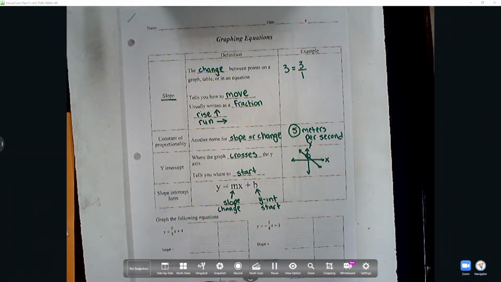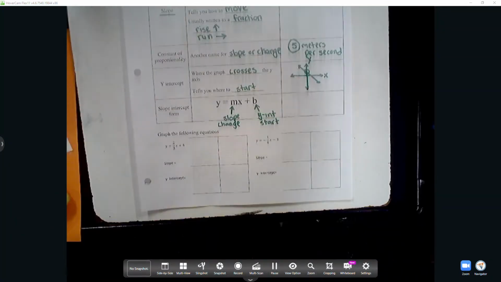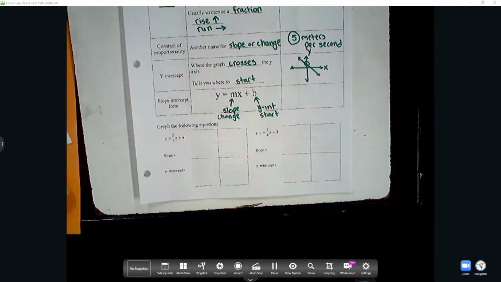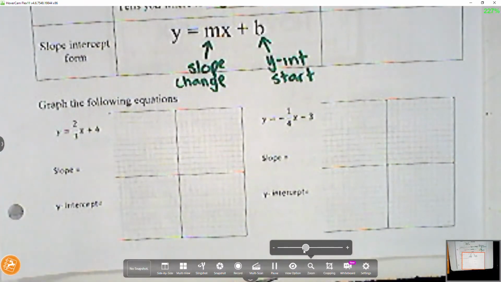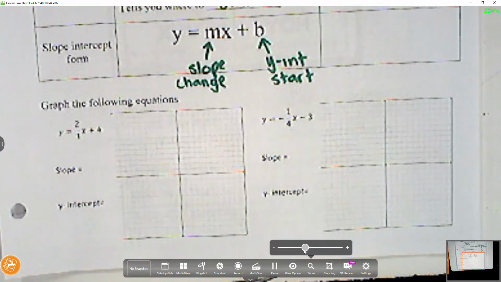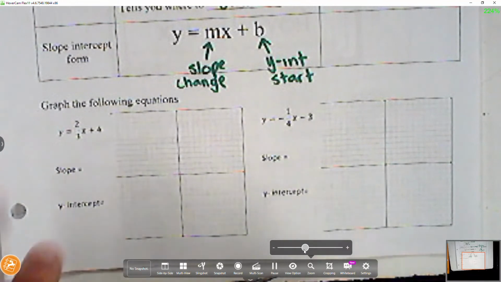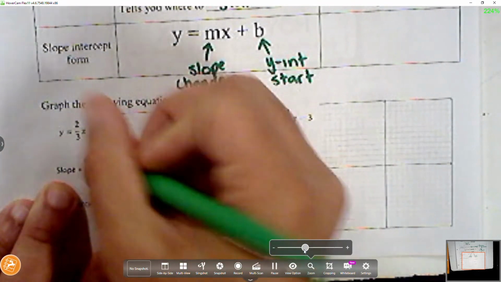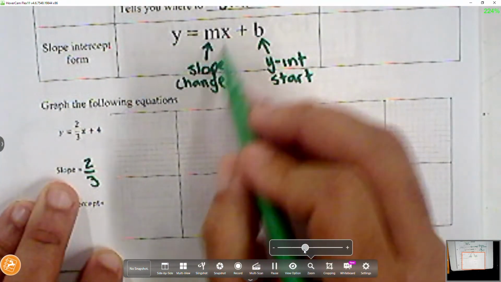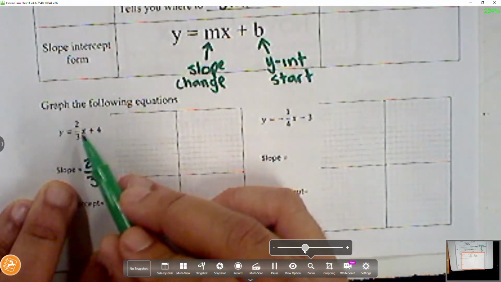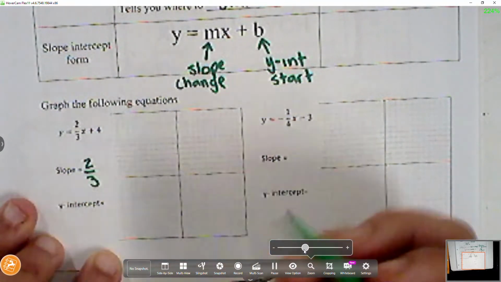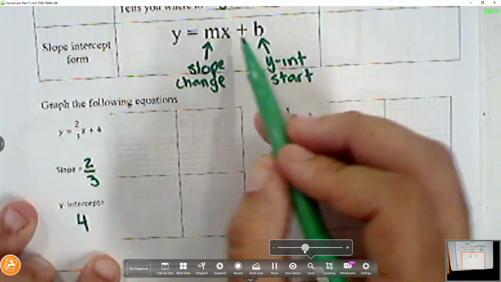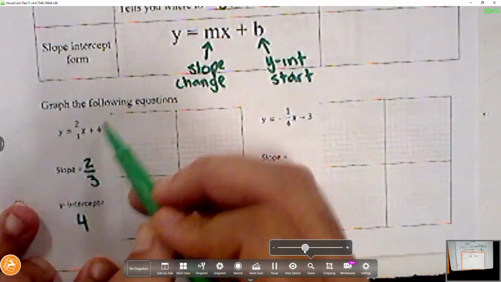Now we're going to look at how we can take all this information and actually make a graph. I'm going to zoom in a little bit. Okay, it's a little bit blurry up here, but you should be able to see it on your paper. So in this first equation, our slope is 2/3. I found that because if we look at our equation, the slope is with the x, 2/3 is with the x. Our y-intercept is 4, because it says plus the y-intercept, so it's 4.